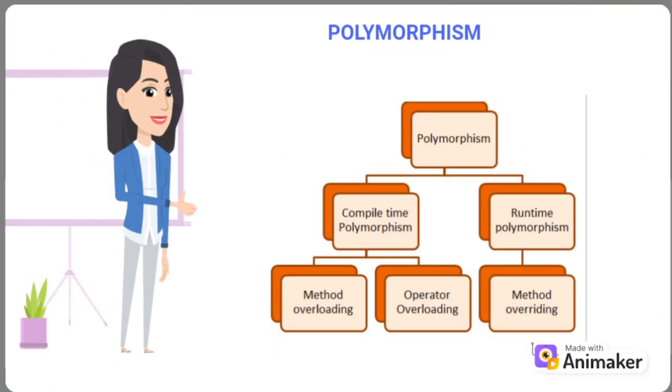Polymorphism in object-oriented programming has 2 main types. Compile-time polymorphism: method overloading, multiple methods with the same name but different parameters. Operator overloading, operators behave differently based on their operands. Runtime polymorphism: method overriding, a subclass provides a specific implementation of a method already defined in its superclass.